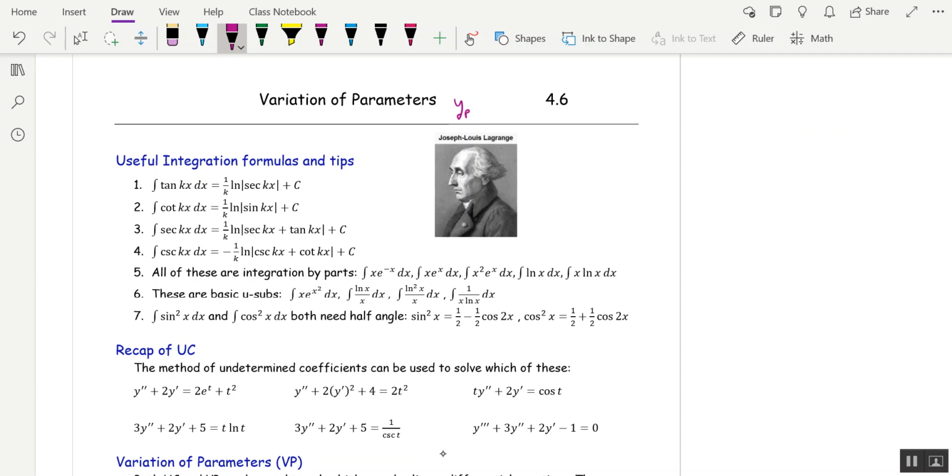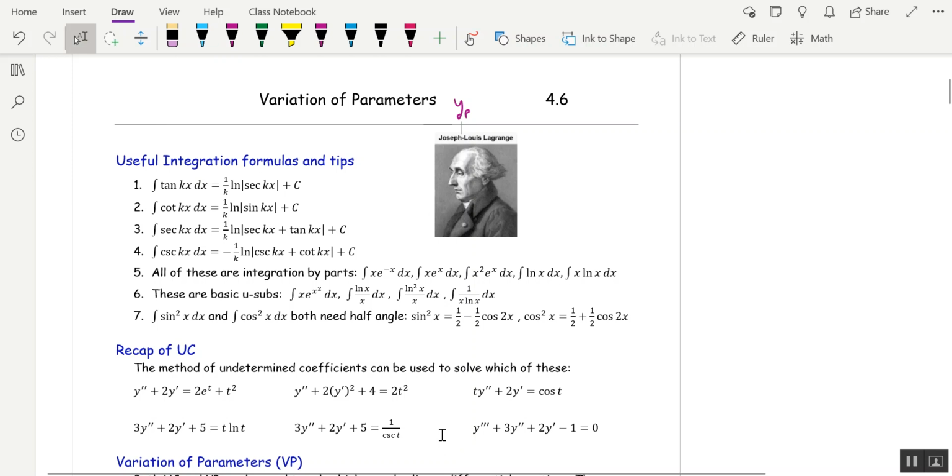So one of the things you'll have to do in variation of parameters is integrate quite a bit. And so here are some common integrals that might come up from our integral Bible in case you've forgotten them. Here they are. And then here are some common integrals that require parts. These are basic u sub, and then cosine squared and sine squared both need half angle in order to integrate.